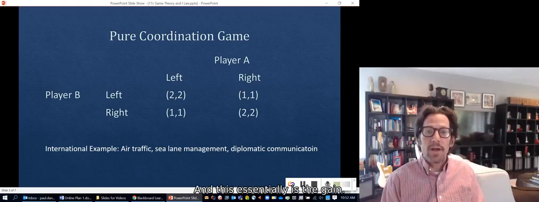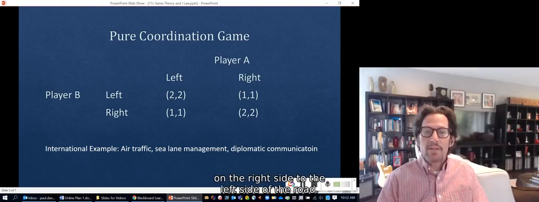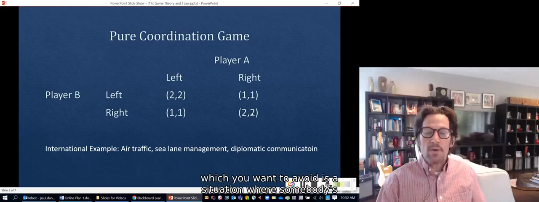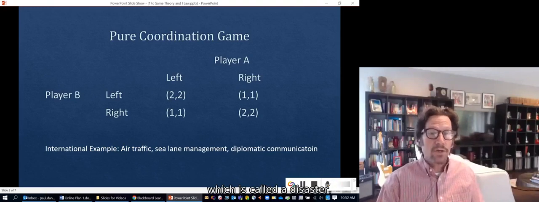And this essentially is the game that's about whether you're going to drive on the right side or the left side of the road. It doesn't matter whether you drive on the left or the right. They both have the same payoff. What you want to avoid is a situation where somebody's driving on the right and somebody else is driving on the left, which is called a disaster.